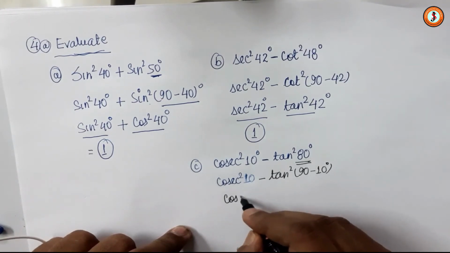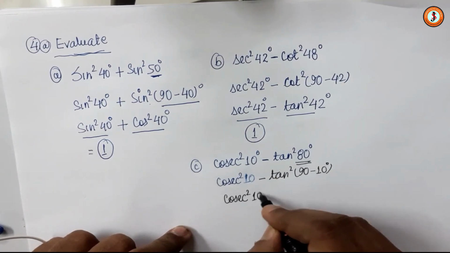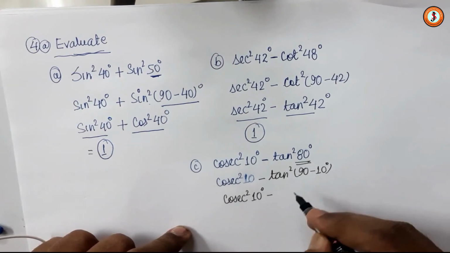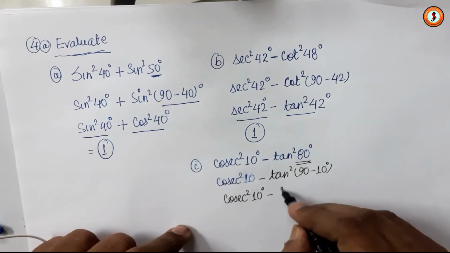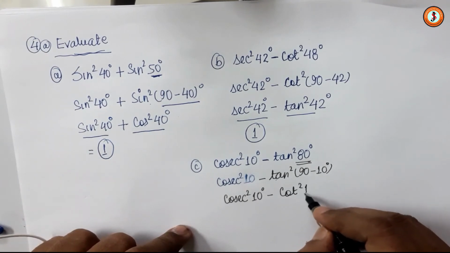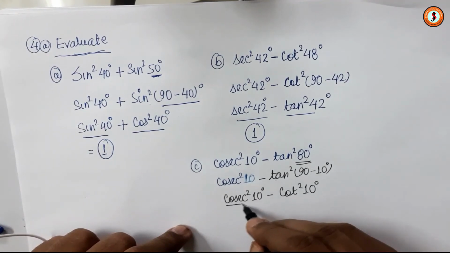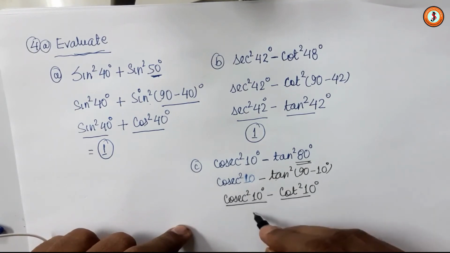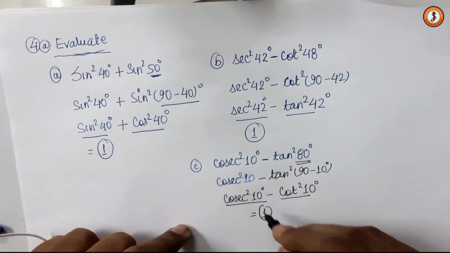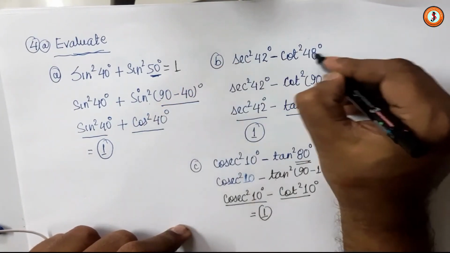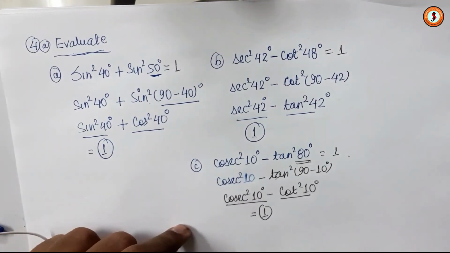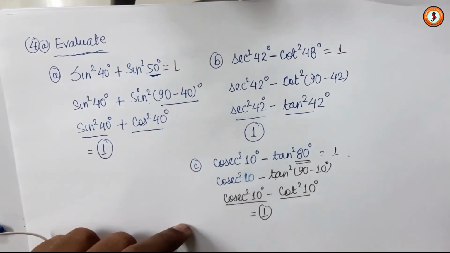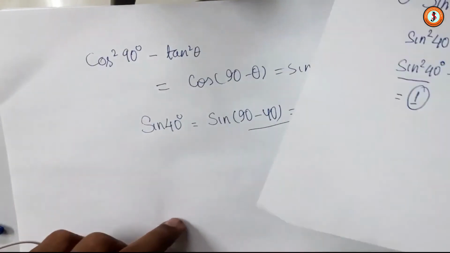So what is happening? Cosec square 10 minus tan square 90 minus 10 will be what? Tan square 90 minus theta is cot square theta, so this will be cot square 10. Now this is an identity, cosec square theta minus cot square theta is always 1, so the final answer will be 1. I can write it here 1, this as 1 and this as 1. So these are the few sums, and all these type of sums will come in your tests and all.